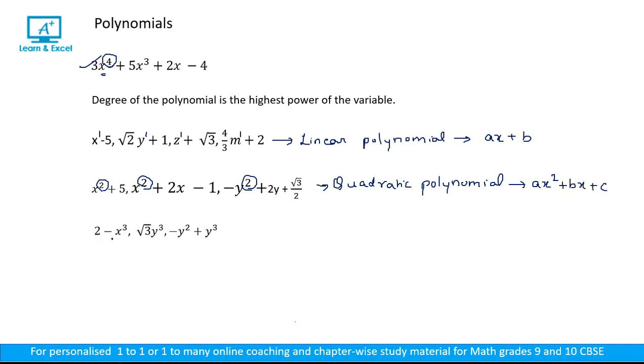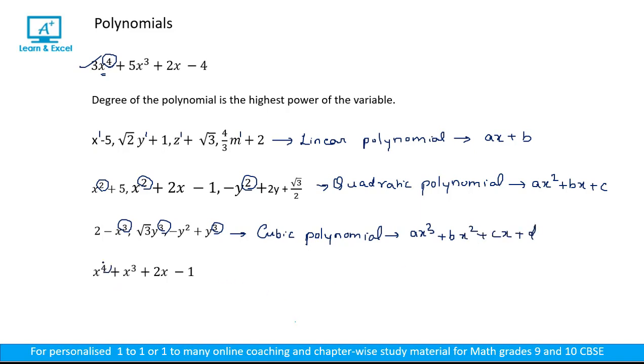Let us look at these examples. Here the highest degree is 3. Hence these are examples of cubic polynomial. The general form of the cubic polynomial will be ax cube plus bx square plus cx plus d. This polynomial has degree 4 and it is called a biquadratic polynomial.